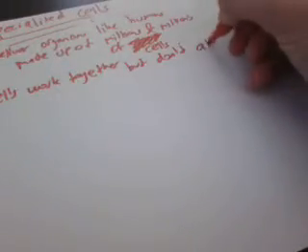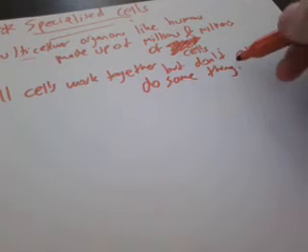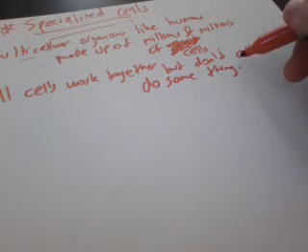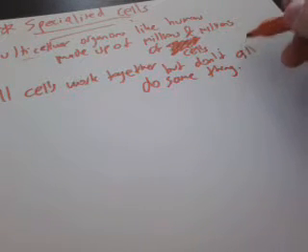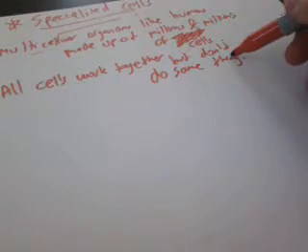Now, all the cells work together, right? But they don't all do the same thing. Think of a massive company. There are different teams, they all work together overall, but they all do different things. These cells are called specialized cells. They have their own specialized task.